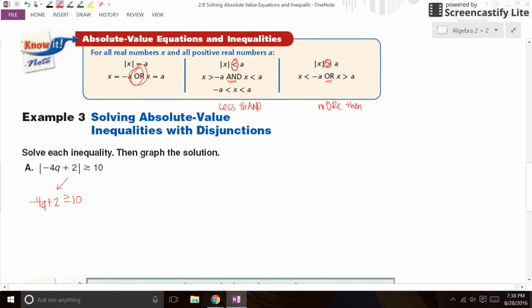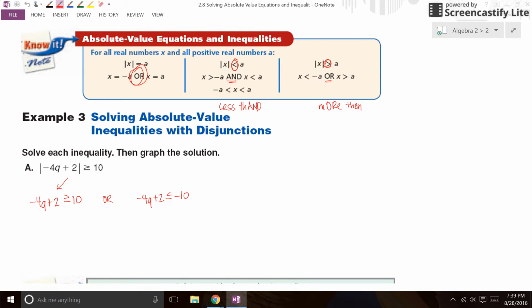And then I'm going to do whatever word comes in between. Now, this is a greater than or a more than, so that's going to have the word "or" in between. And then I'm going to have negative 4q plus 2 is less than or equal to negative 10. Because remember, if you're going to put a negative, you've got to flip the sign. So I flip the sign and I make it negative. Now that's because the negative would have been in the absolute value bars. We would have flipped it over.